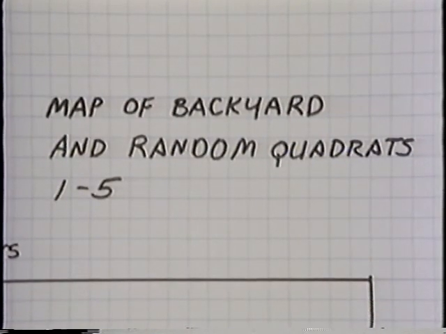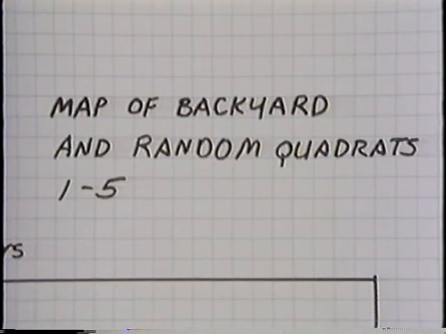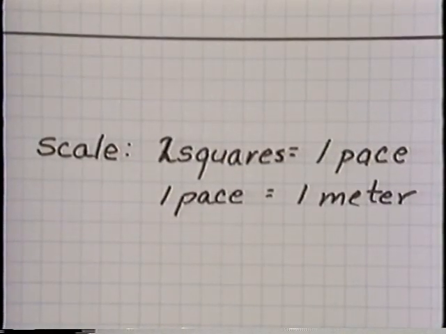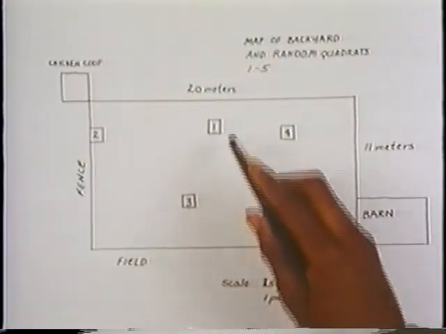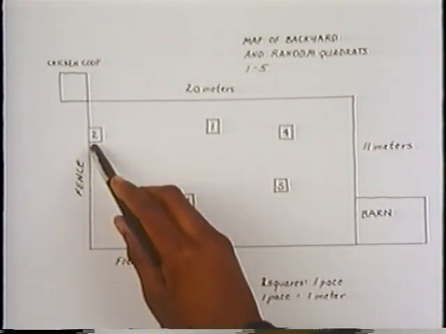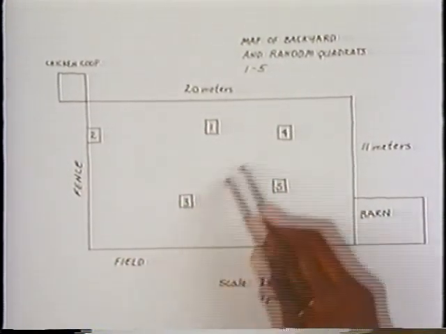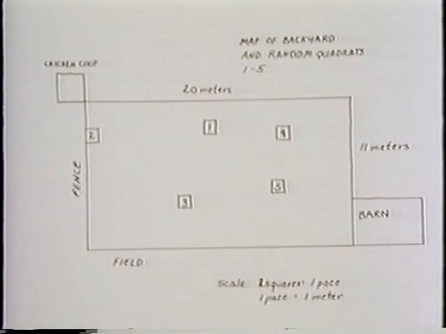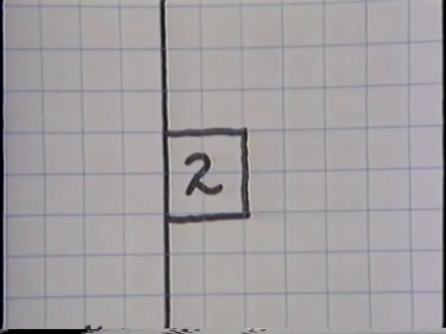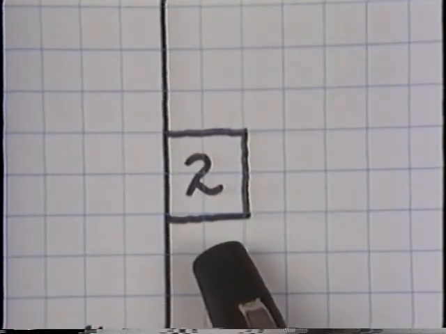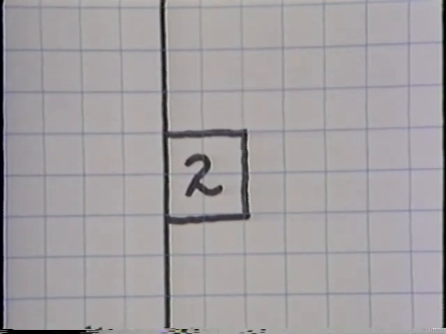Nathan made a map of the quadrat area and titled it. The scale of the map is 2 squares equal 1 pace. From his map, we can see where the quadrats are located. The only quadrat that contained sow bugs was quadrat 2. Sow bugs were found only under the log and not in the open grass.